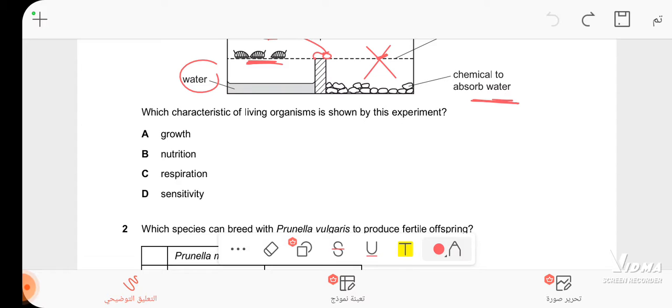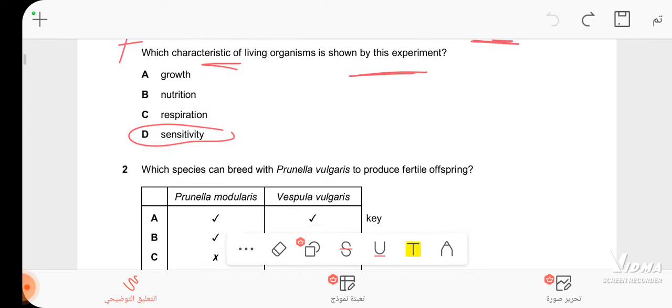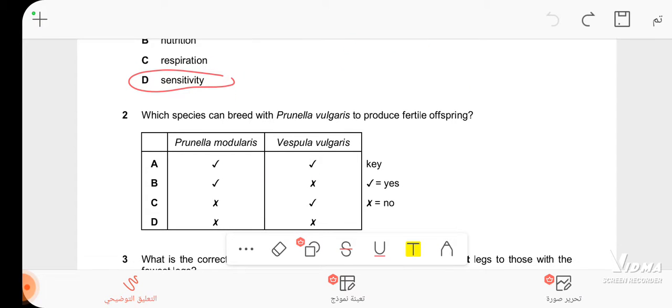Which characteristic of living organisms is shown? So we're talking about characteristics. We have 7 characteristics of living organisms: growth, reproduction, sensitivity, and so on. Which characteristic is shown by the organism in this experiment? We said that the organism feels that there is no water here and moves to the other area. So the process of feeling is called sensitivity. When you feel something, this is called sensitivity. So when you analyze the question, you can reach the answer easily before reading the choices.